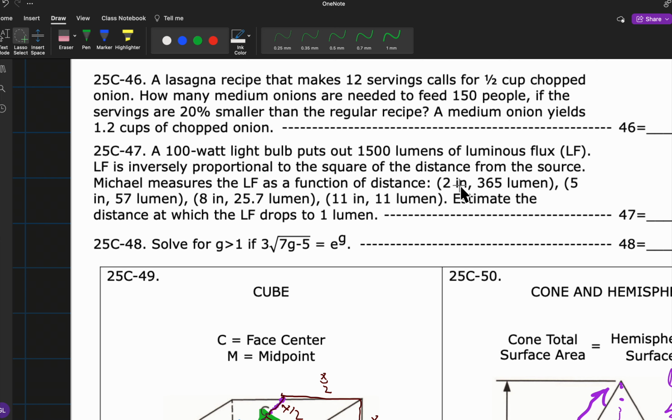47, regression. A 100-watt light bulb puts out 1,500 lumens of luminous flux.